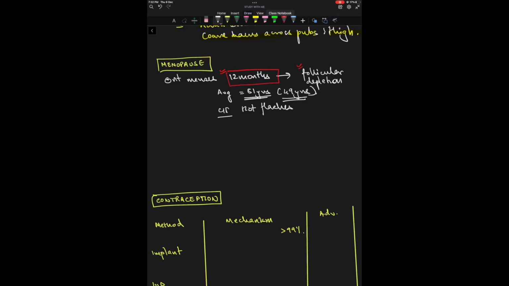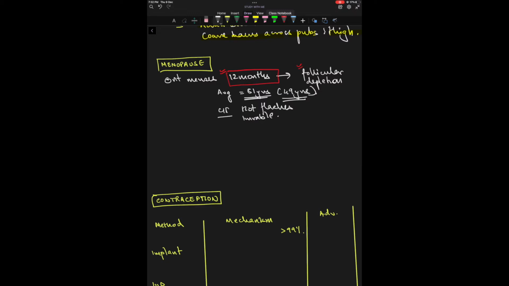How is it characterized? Like the clinical features. The most common clinical feature will be hot flashes. Then there can be other clinical features like pruritus and vaginal dryness as well, because there is atrophy of the vaginal epithelium. Then the female might also be irritable, and there will be mood swings and loss of libido.